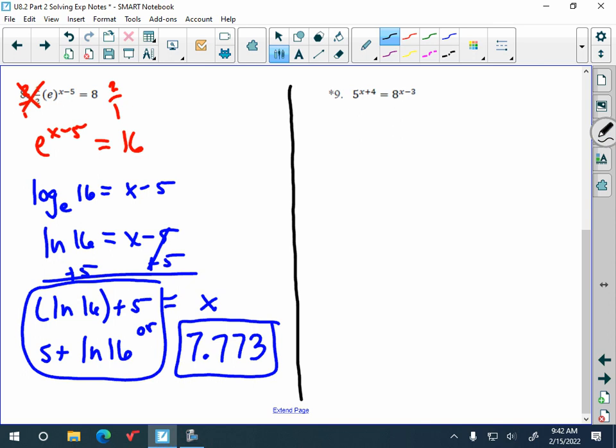All right, number 9 is starred because this is the one that's the hardest out of all of them. I would say this is probably the hardest problem in the entire Unit 8 or Unit 7 combined. All right.